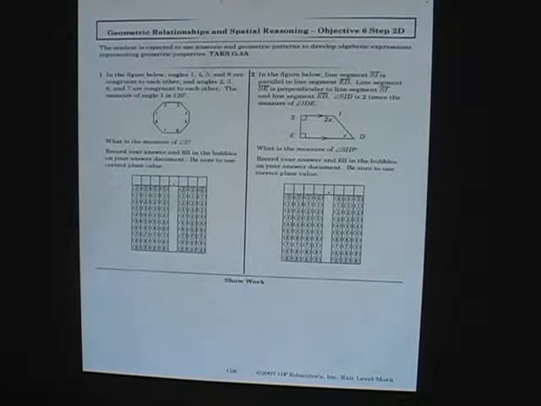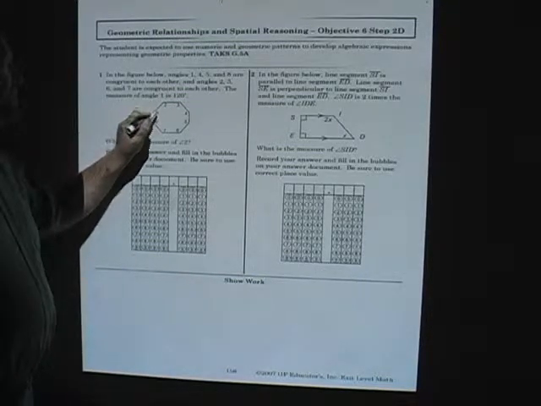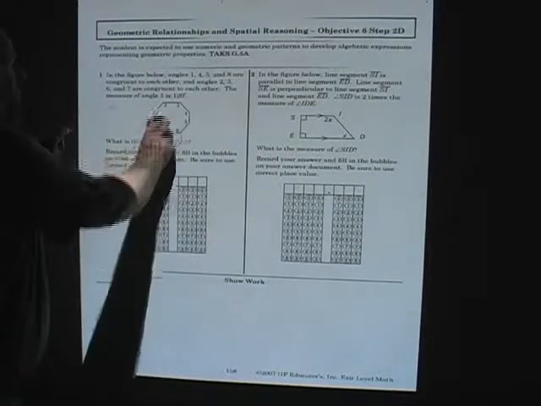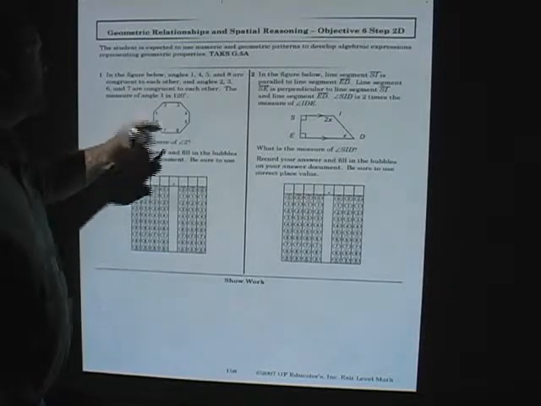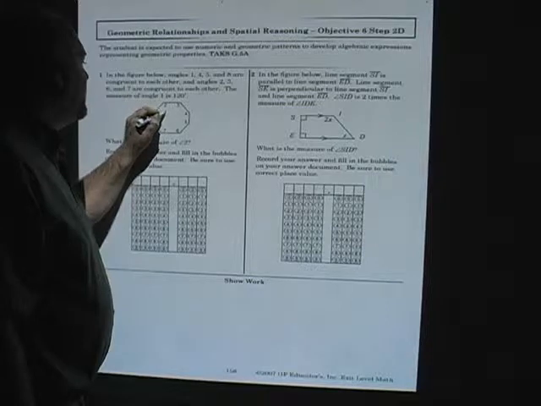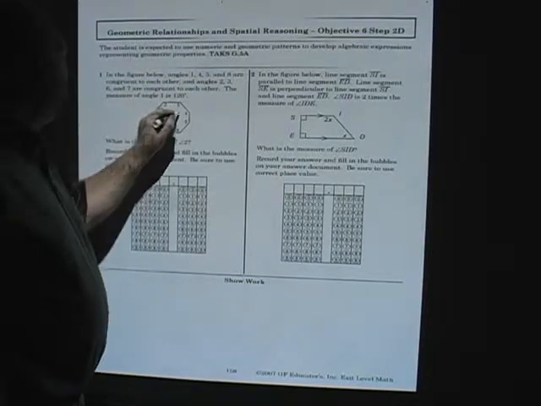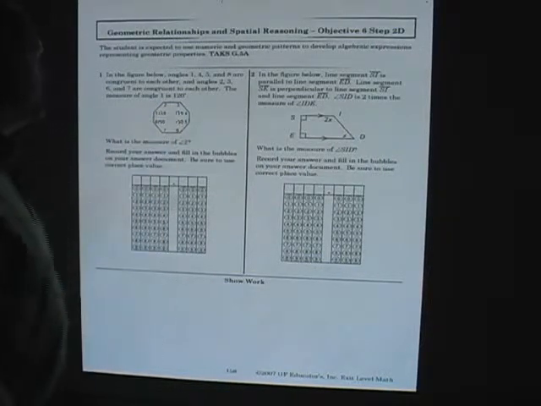And the measure of angle 1 is 120. So here's angle 1, it's going to be 120. If it's 120, then we know 4, 5, and 8 are also 120. What they want to know is, what is the measure of angle 2?